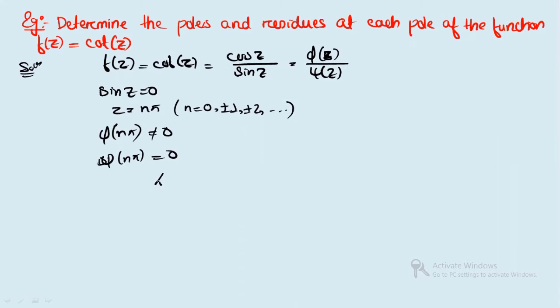So finally, we'll write the residue for z equals n pi. It is equal to what? The numerator will be the same, cos z. But in the denominator, what you are having? You are having phi a by psi prime a.